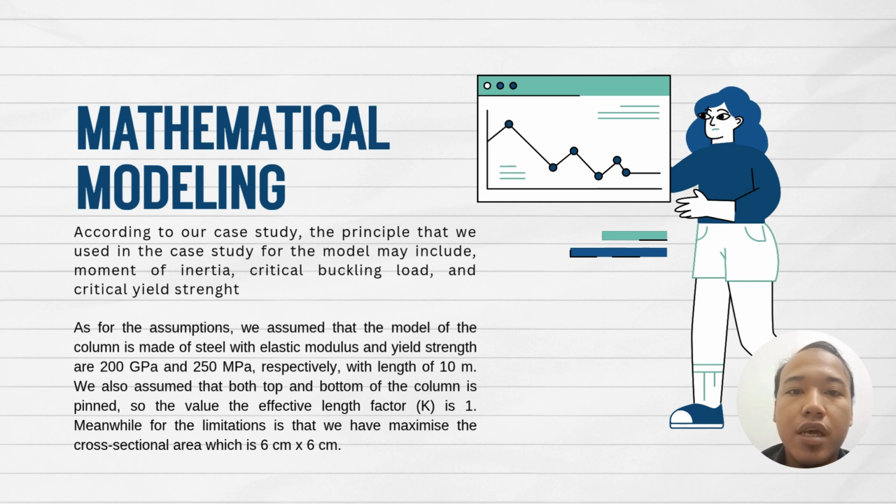200 GPa and 250 megapascal, respectively, with a length of 10 meters. We also assume that both top and bottom of the column are pinned, so the value of the effective length factor is 1. Meanwhile, for the limitation, we maximize the cross-sectional area, which is 6 cm by 6 cm.